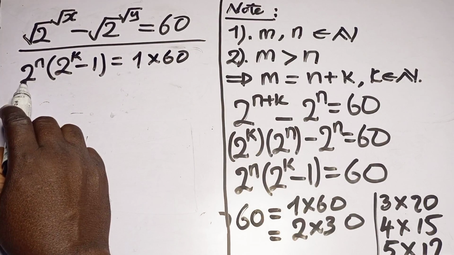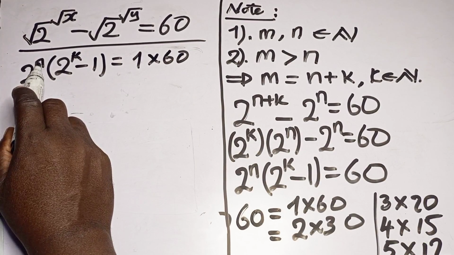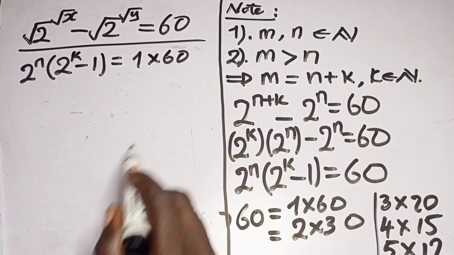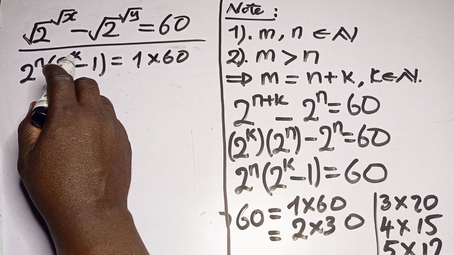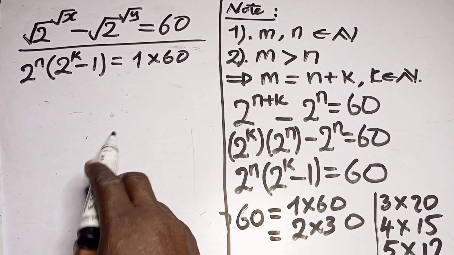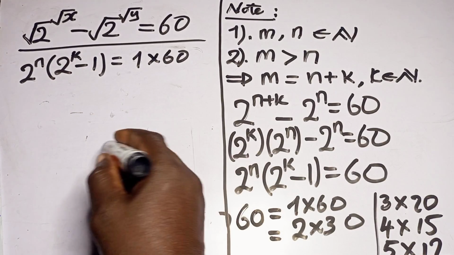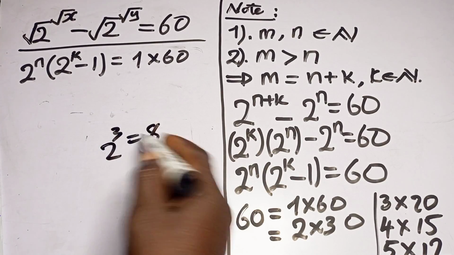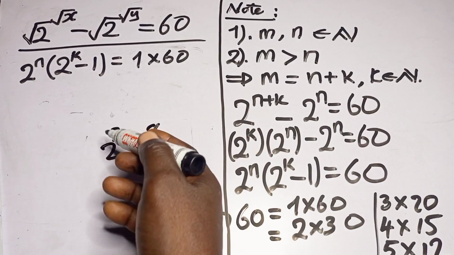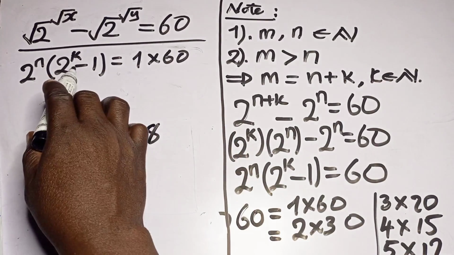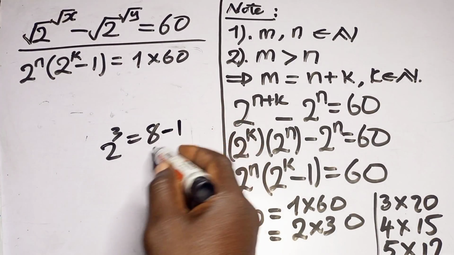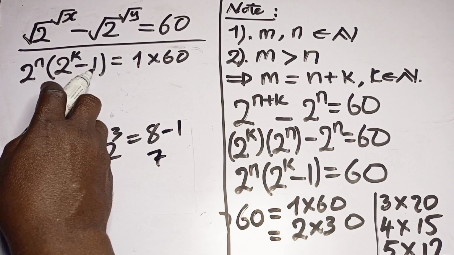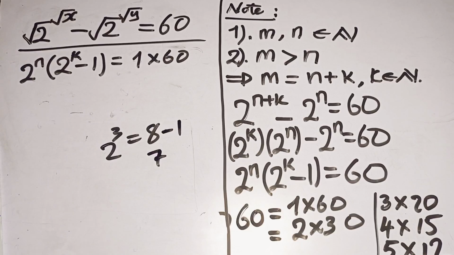Now look at it carefully. 2 to the n must always be an even number. 2 raised to any power will always be even. And then 2 to the k minus 1 will always be an odd number. For example, 2 to the 3 is 8. It's an even number. But when we subtract 1, 8 minus 1 is 7. 7 is an odd number. So any power of 2 minus 1 will always give us an odd number.